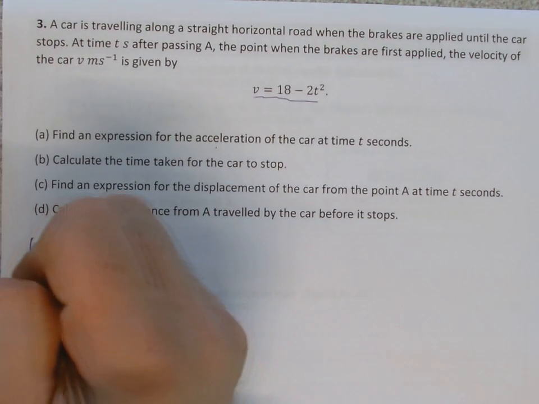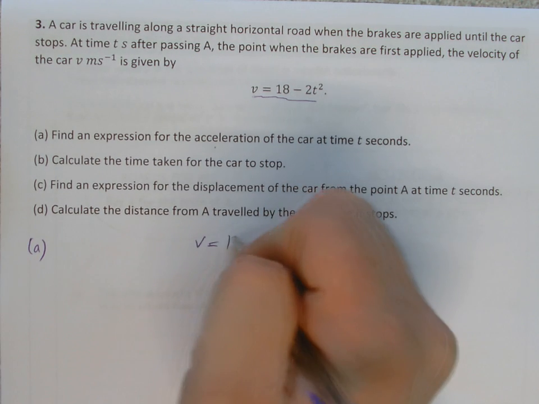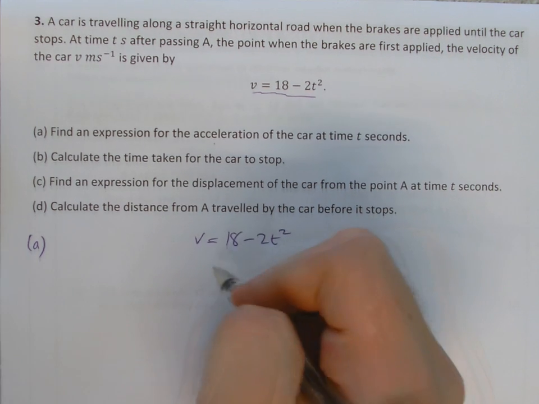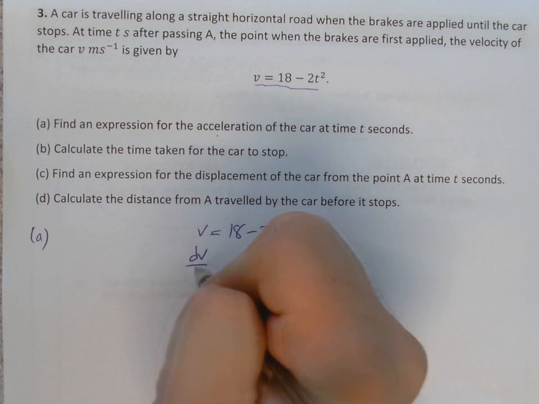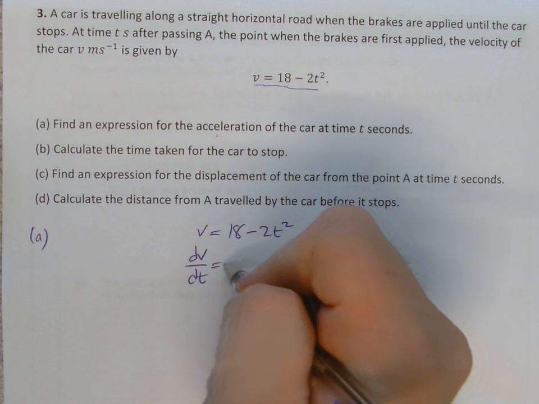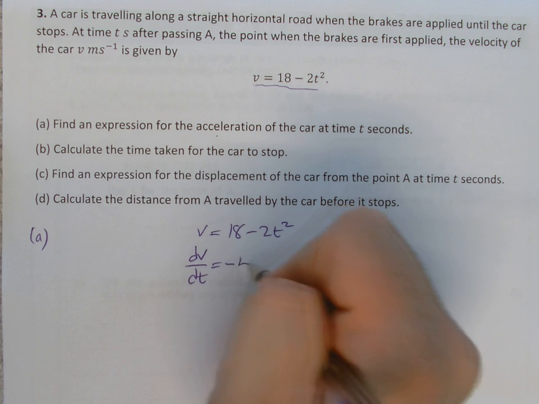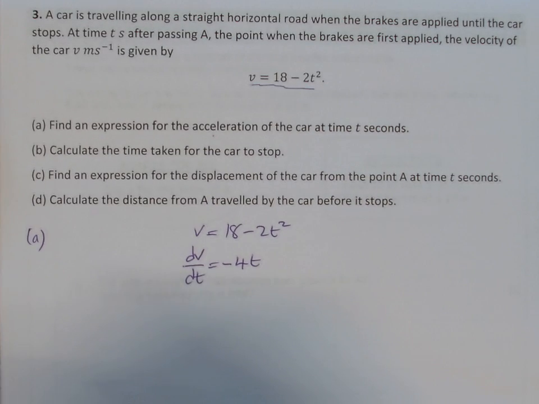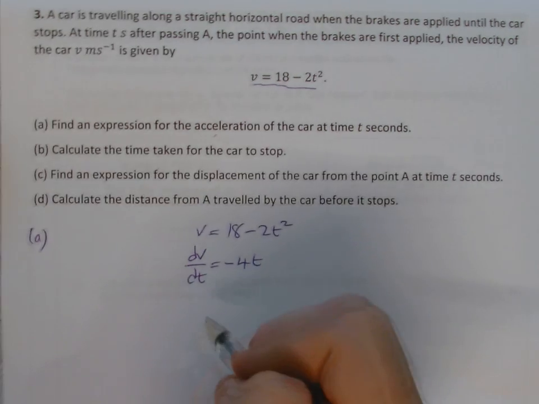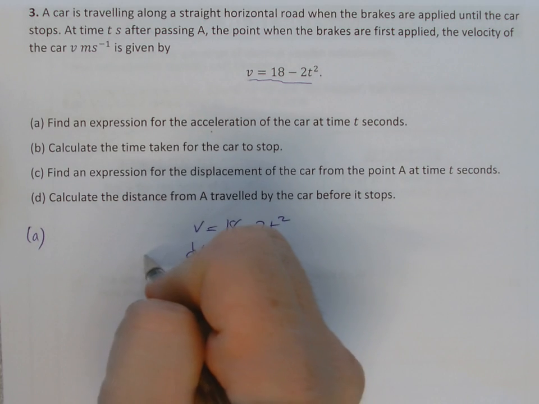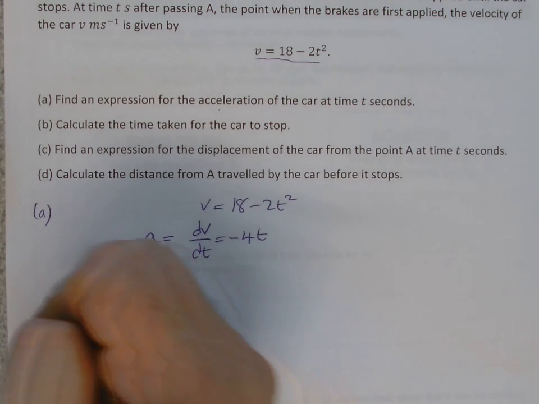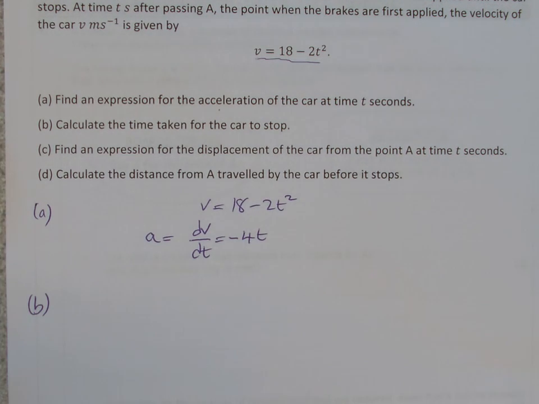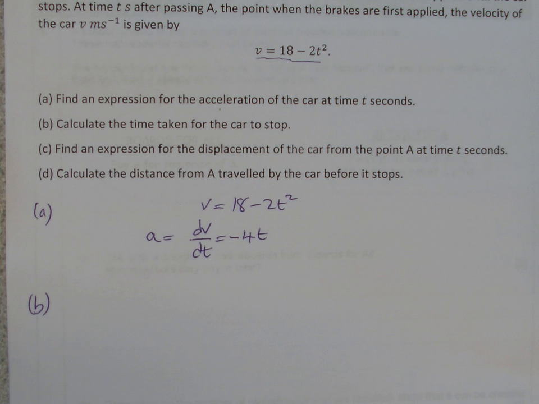So to get the acceleration, you start off with v. Then the acceleration will be the derivative of the velocity. So you get minus 4t. That's the expression there for acceleration, as we saw earlier. So we can write that as a equals dv/dt. Part B. Calculate the time taken for the car to stop.